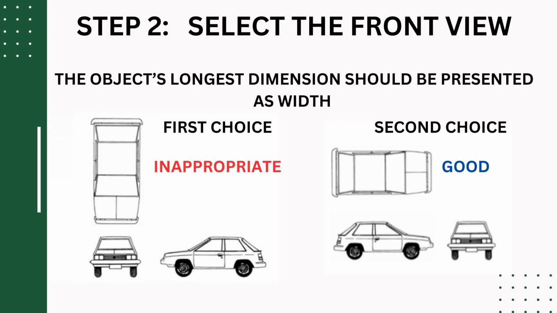Step 2. Select the front view. The object's longest dimension should be presented as width. Take a look at the first choice. So this is a car's dimension, length and width, and it wastes more space. So we'll choose the second option. We can easily see the front view, side view, and top view. So the second choice is good and the first choice is inappropriate.